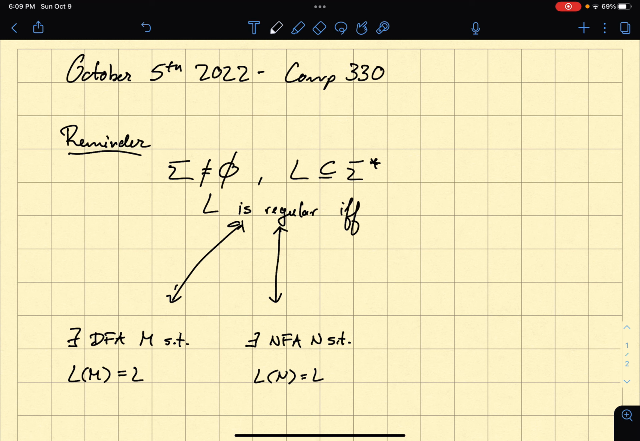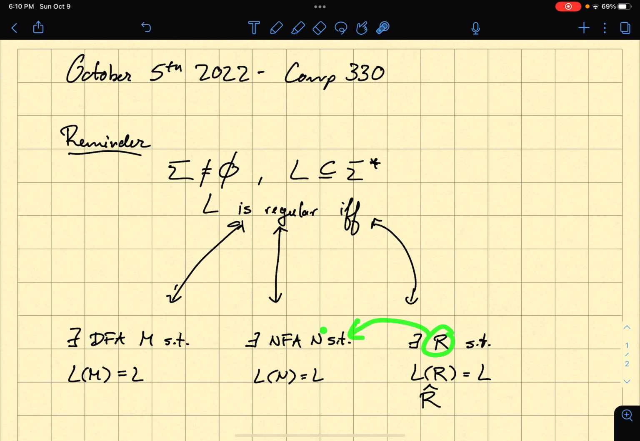And then the other thing we saw to show that a language is regular is using regular expressions. So we saw that if there exists a regular expression R such that the language described by R, for which I'll use the notation L of R, but you could also use R hat, is L, then this also shows that L is regular. The reason we could do this is because we saw that any regular expression can be converted to an NFA, and then we can convert that NFA to a DFA, and then any DFA can be converted to a regular expression, right? We saw another algorithm for that.